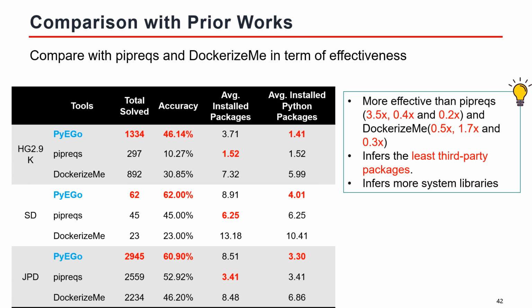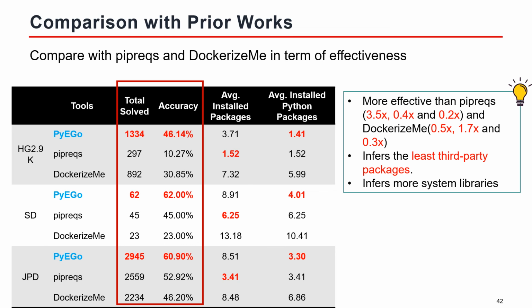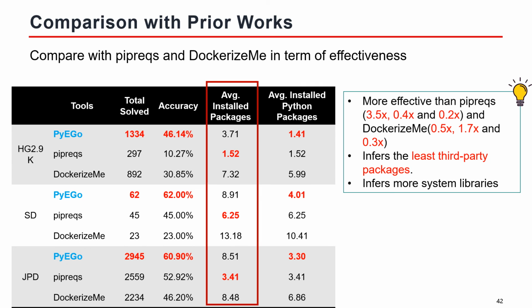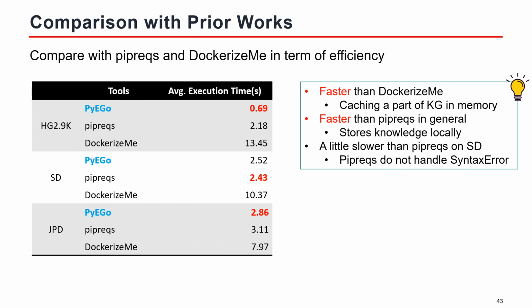As for research question 3, we compare our work with pipreqs and Dockerizeme. We do not compare it with SnifferDog because its repository does not offer the critical component, API bank. Compared to pipreqs and Dockerizeme, PyEagle reaches the highest accuracy on the 3 datasets and infers the fewest third-party packages. However, PyEagle infers more system libraries because the obtained dependencies between system libraries and Python packages may be false positive. As for execution time, PyEagle runs faster than Dockerizeme.